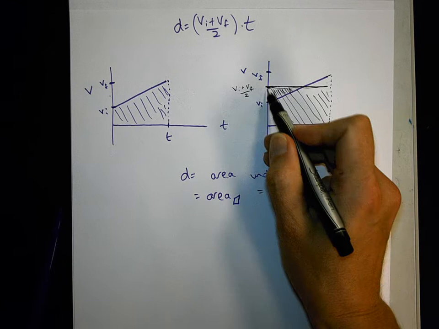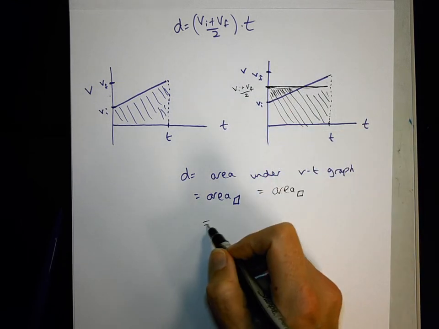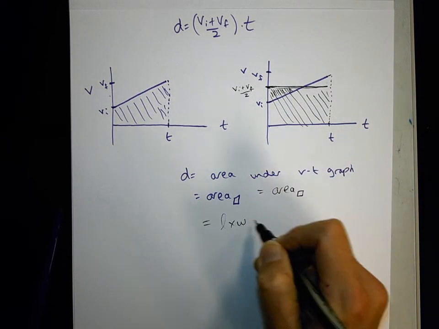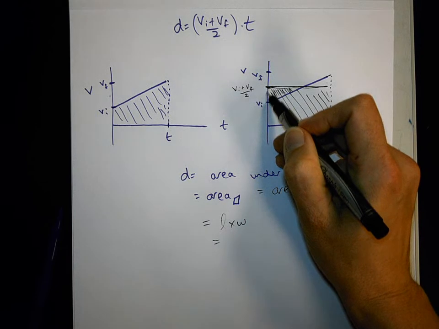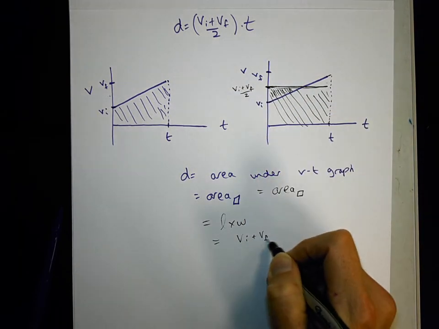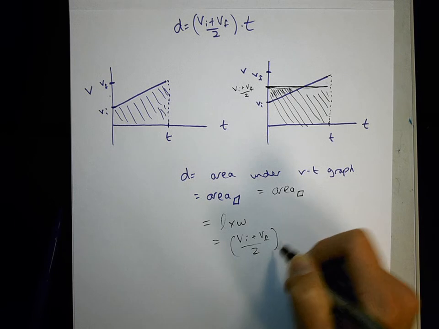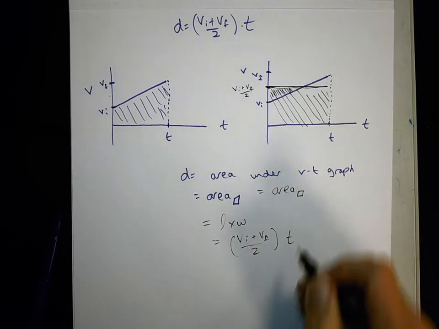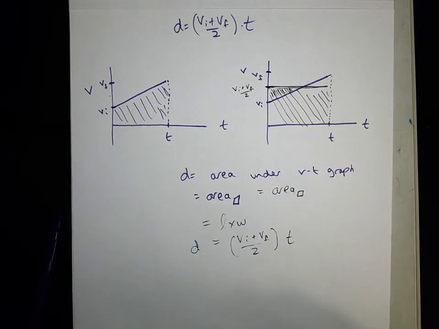So we want the area of this black rectangle, and the area of a rectangle is length times width. This side is (vi + vf)/2. This side is t, and we're done. We've derived our fourth equation, and the last one we'll do. If you want to see the fifth, you can put them together from an algebraic standpoint.